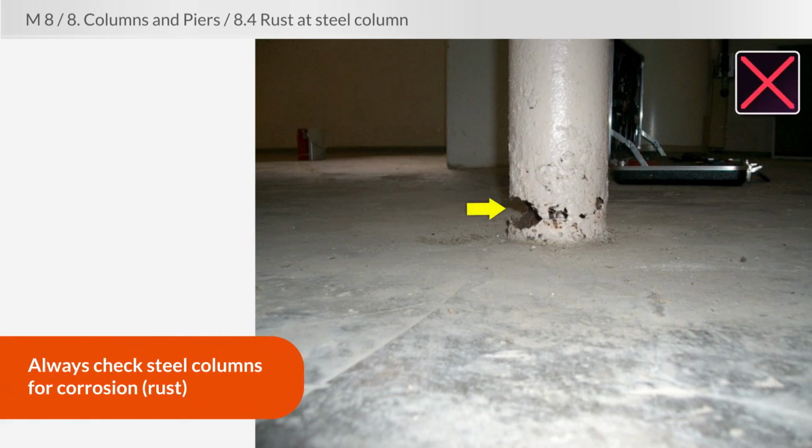And steel columns are not impervious to moisture damage either. Always check carefully at the base of any steel column for rust. This one is almost completely rusted through, so it has very little strength left in it. For something like this, recommend further evaluation by a carpenter.